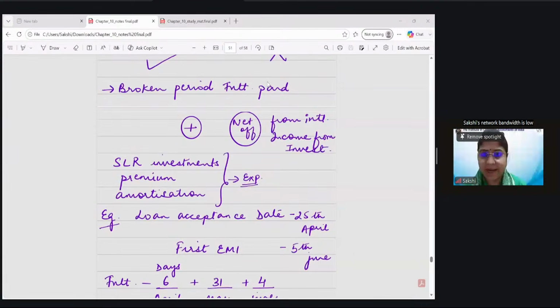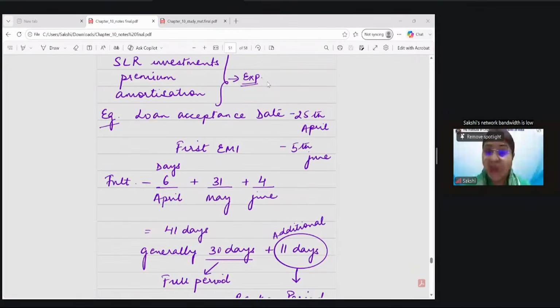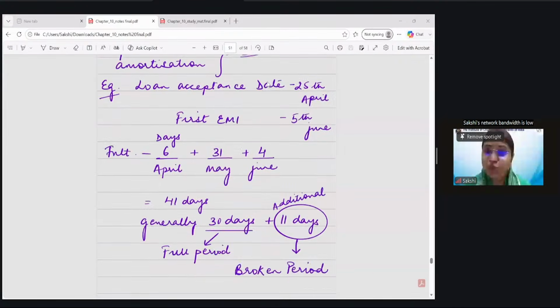So we were talking of the broken period interest. I said the date I accepted the loan was 25th April. The first EMI due was on 5th June. So how many days interest will we see? 6 days of April, 31 days of May, and 4 days of June. Total it comes to 41 days. Generally, we say 30 days is a full period, but here it is 41, 11 additional days, that is called the broken period. So this 11 days is broken period.